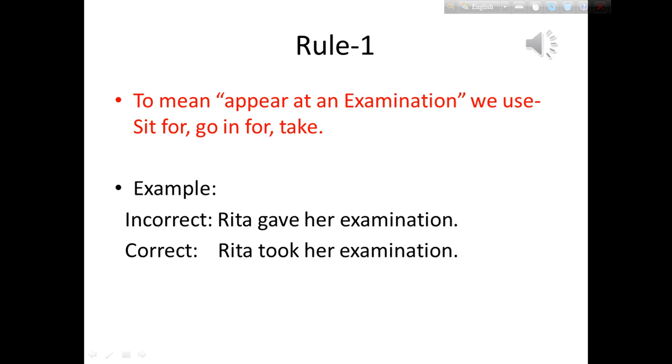Let's get started. To mean appear at an examination, we use sit for, go in for, or take. So try to remember. Sometimes you may use the word give to mean appear at an examination, but it will be wrong if you do so. To mean appear at an examination, you have to use the very word take. So let's see the example. Here the given sentence is Rita gave her examination. So it will be incorrect. The correct one will be Rita took her examination.